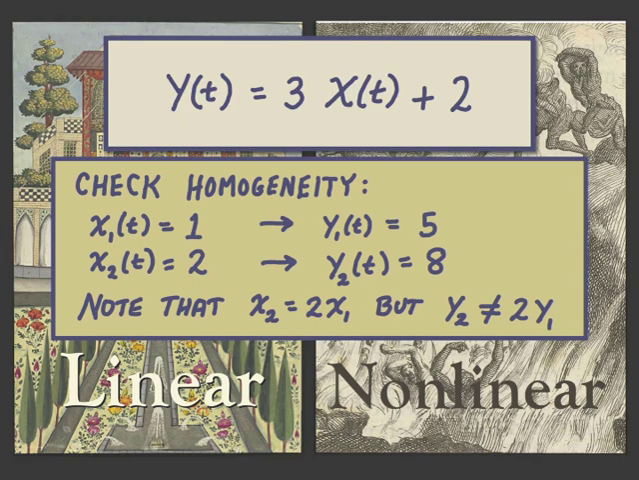equal to 2. Now, if homogeneity holds, if the input is twice as big, the output should be twice as big. But we find that the response to x1 of t is y1 of t equal to 5, and the response to x2 of t is y2 of t equal to 8. Now 8 is not twice 5, even though 2 is twice 1. So homogeneity does not hold. This means the system must be nonlinear.